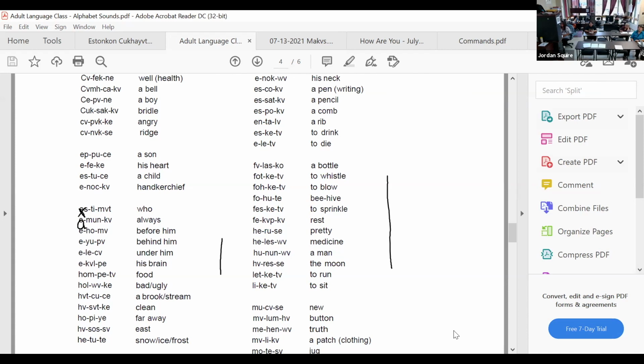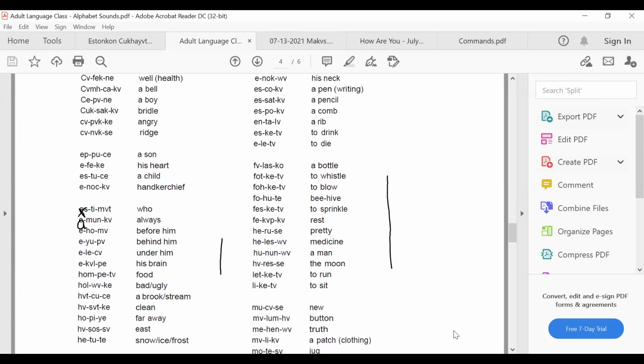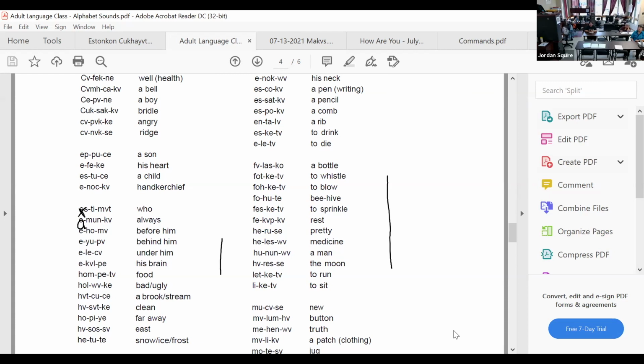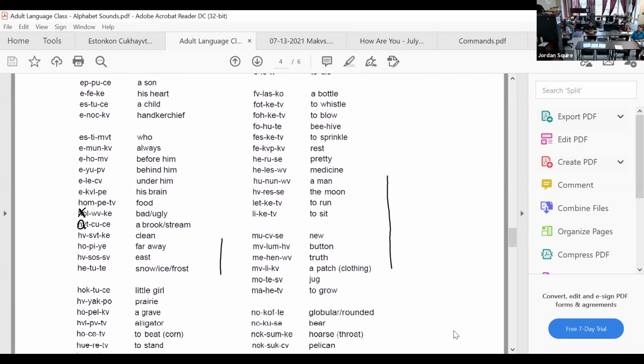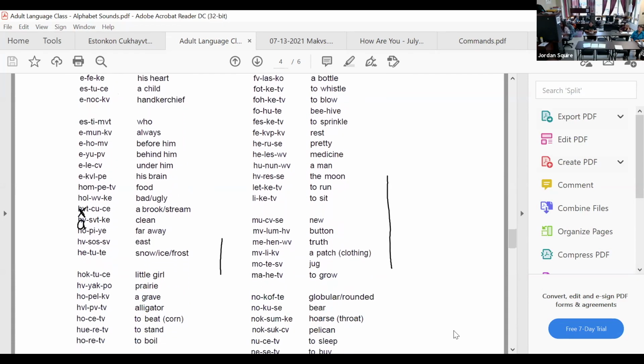A rib. To drink. To die. Ilida. A bottle. To whistle. To blow. Fogida. Okay. Beehive. To sprinkle. And that's like sprinkling. You take water and sprinkle it on people, or you sprinkle it around. That's ishkida. Rest.